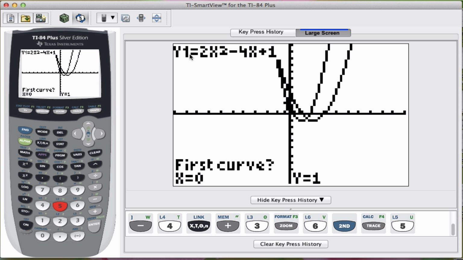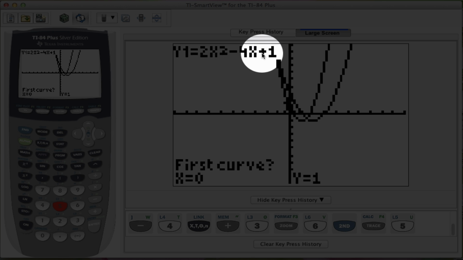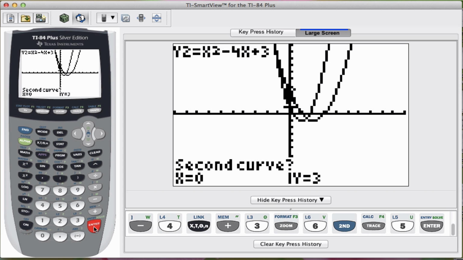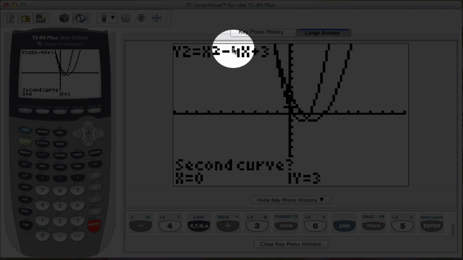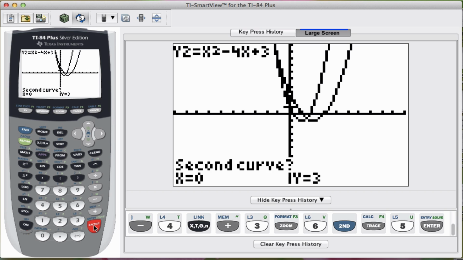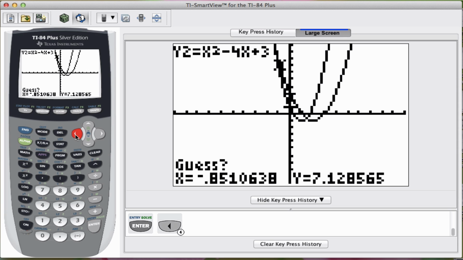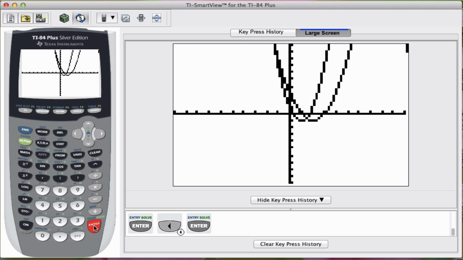And right away it asks me, is this the first curve? And this is the equation that it's giving me. Since I only have two functions, I know that has to be one of my two curves, so I'm going to press enter. Now it's asked me, is this your second curve? And your calculator is actually smart here where it jumps to that other equation, so I'm going to press enter again. And I can see that there is a point of intersection over here, so I'm actually going to move to the left a little bit and press enter.